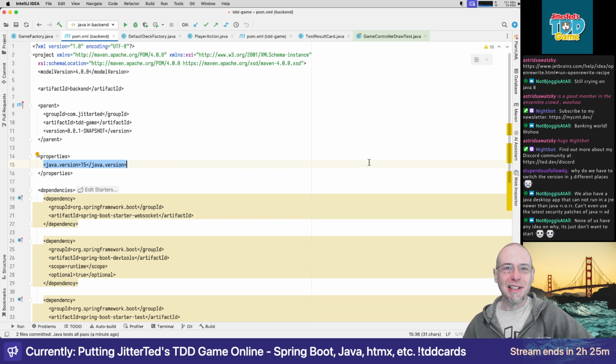Jonas says we have a Java desktop app that cannot run on a JRE newer than 11.0.11. Oh no. Oh no. Oh no, it just doesn't want to start. Oh dear. So that's interesting.